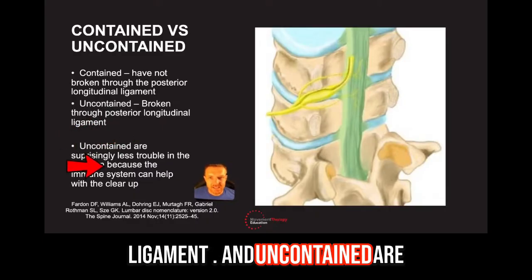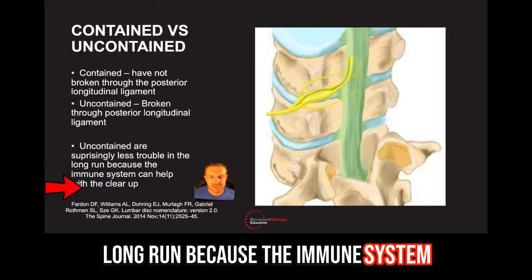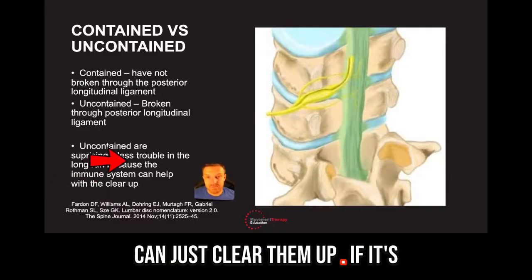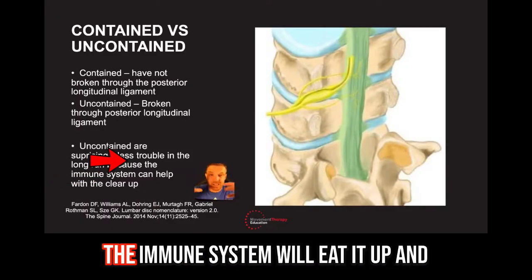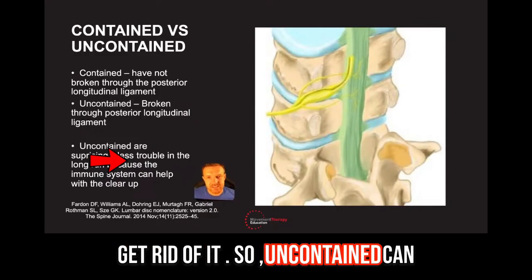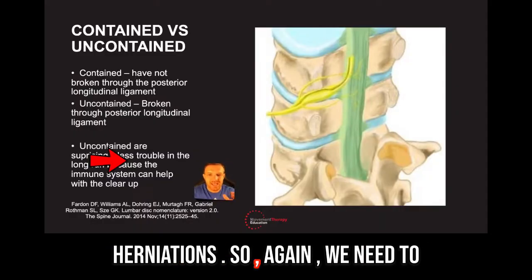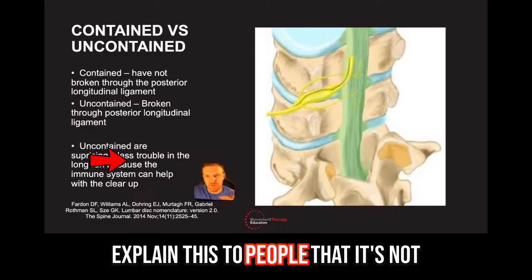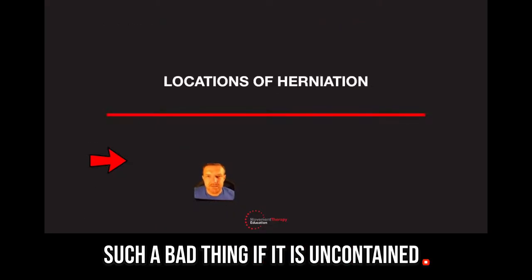And uncontained are surprisingly less trouble in the long run because the immune system can just clear them up. If it's floating around outside of the posterior longitudinal ligament, the immune system will eat it up and get rid of it. So uncontained can sometimes be better than contained herniation. So again, we need to explain this to people that it's not such a bad thing if it is uncontained.